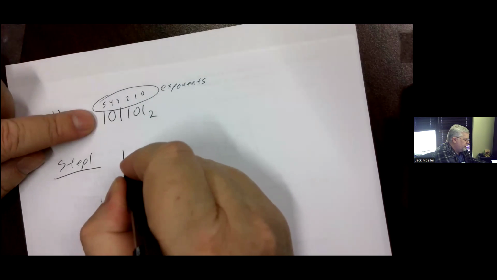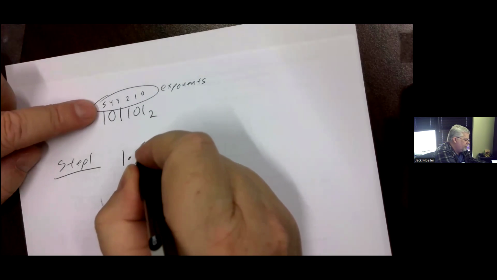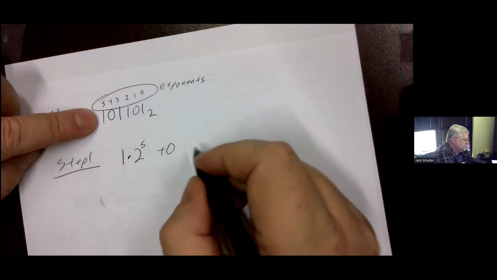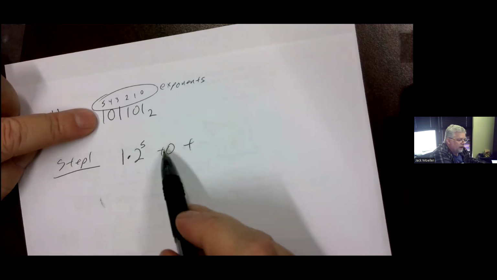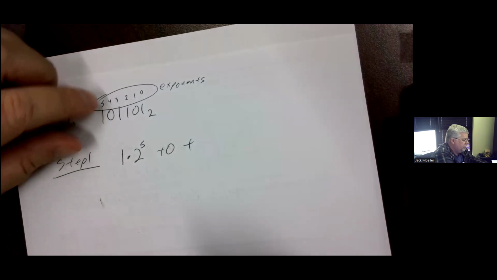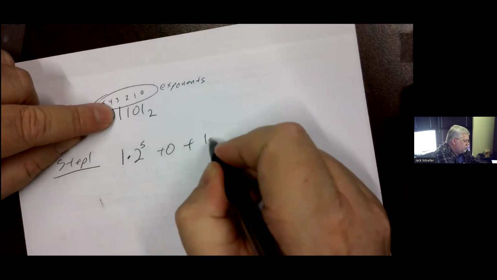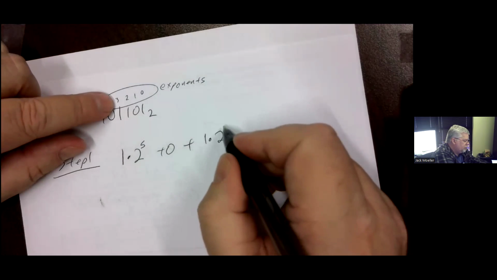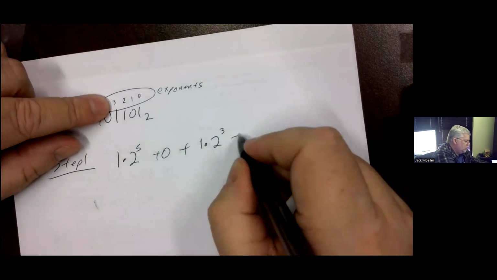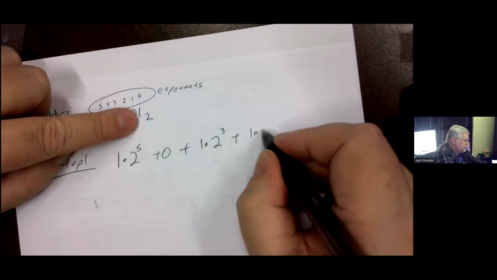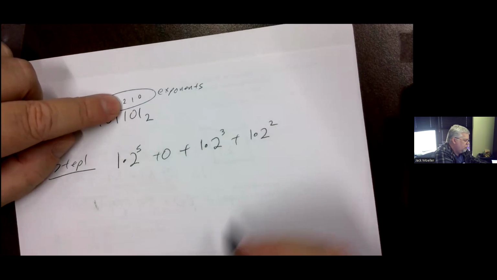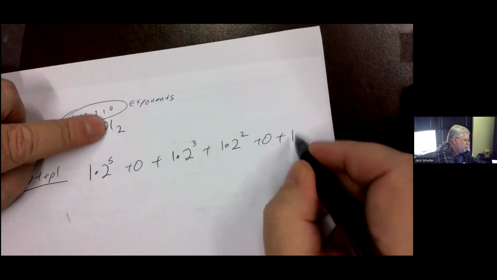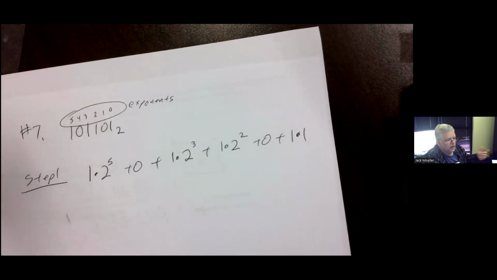So we have 1 times our base, which is 2 to the 5th power, and then plus 0. In this case, since I'm multiplying by 0, I'm just going to say 0. And then we have 1. Now, what are we multiplying it by? Base is 2, exponent is 3. We have 1 times base 2, exponent 2, plus 0. And then we have a 1 in the 1 spot, so just times 1.